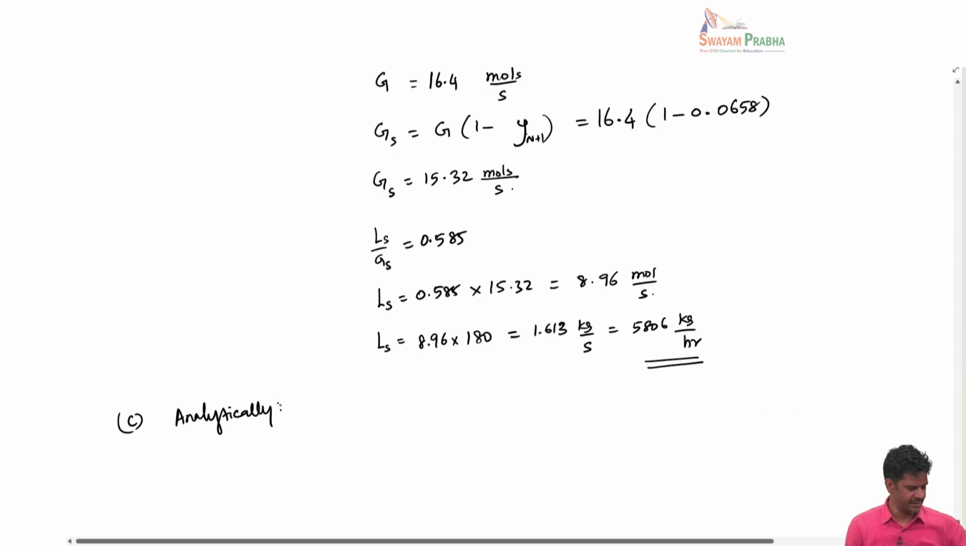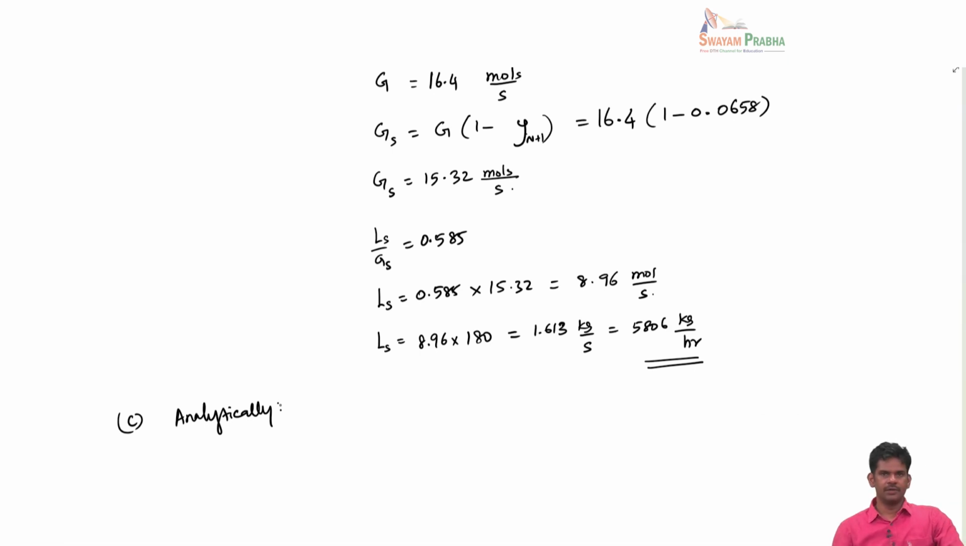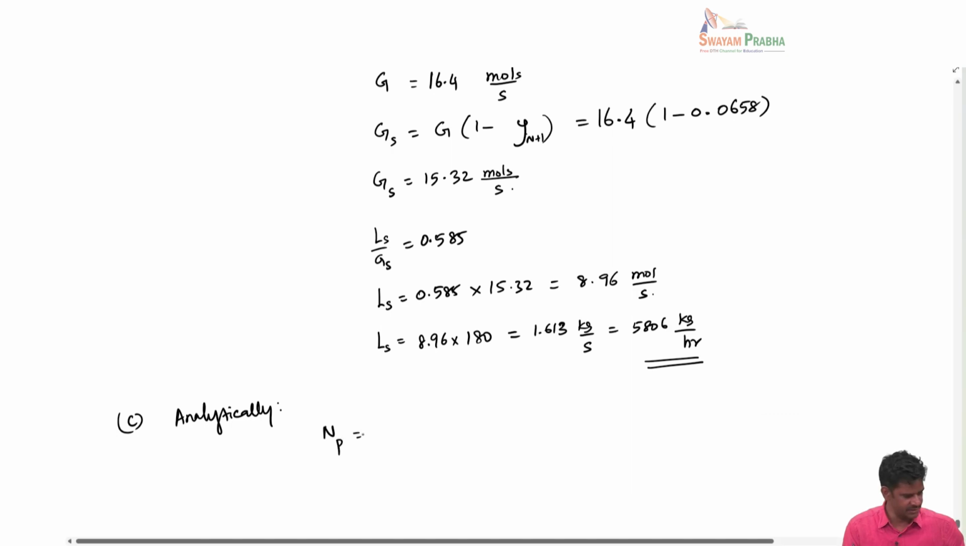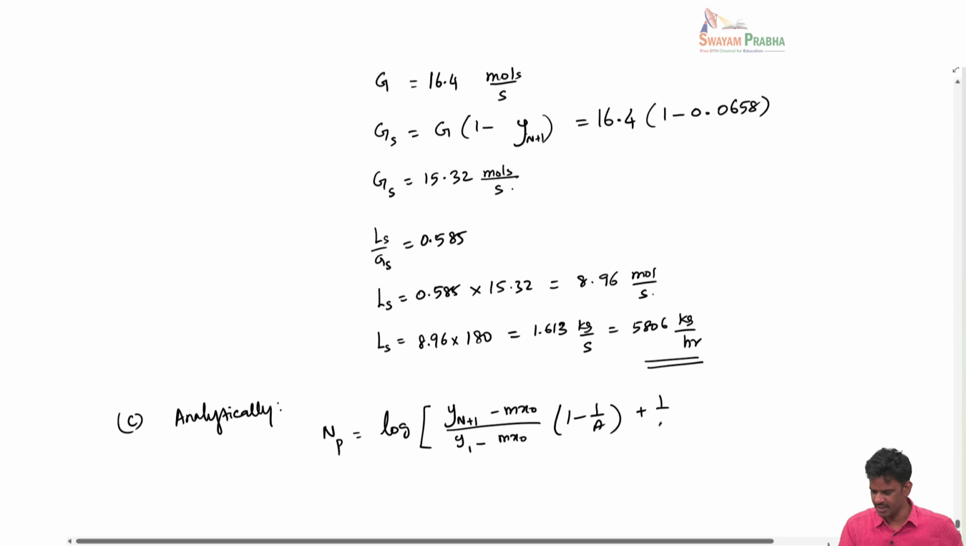So you may recollect that when we have the equilibrium line to be a straight line, and for dilute mixtures we used the analytical expression, the Kremser equation. So that is NP is given as log of yn plus 1 minus mx naught over y1 minus mx naught into 1 minus 1 by A plus 1 by A, by log A.